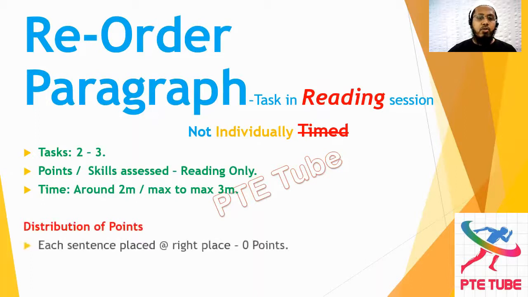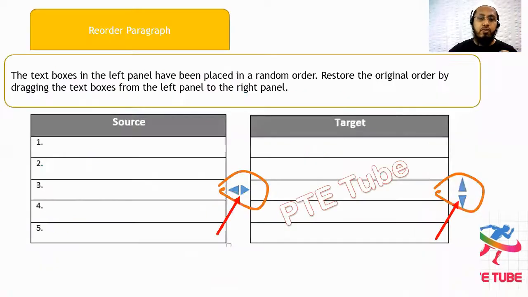And the distribution of points, how we get scored over here. For each sentence placed at the right position, we don't get any marks, that is, we get 0 points for this. And for each correct pair we form, we get 1 point. It is very important to understand that we get points only for correct pairs, and we don't get any point for the correct placement of a single sentence.